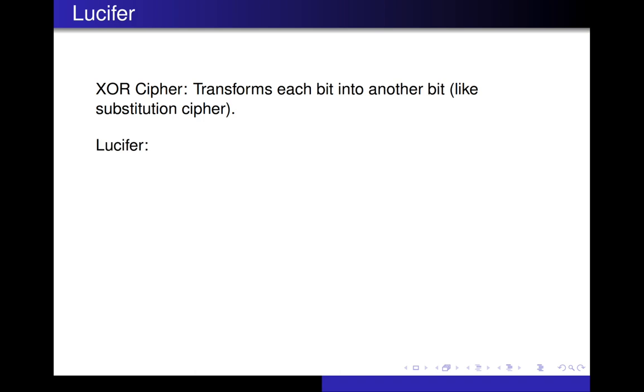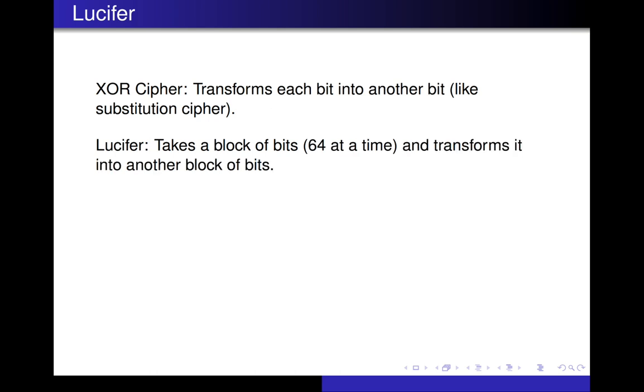Lucifer is a little bit different. It's a cipher that takes a block of bits, in the case of Lucifer, 64 bits at a time, and transforms it into another block of bits that was also 64 bits. So instead of taking individual bits and transforming them into other bits, it took them in big groups.